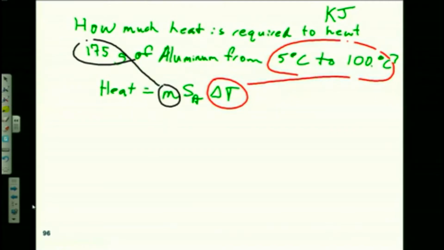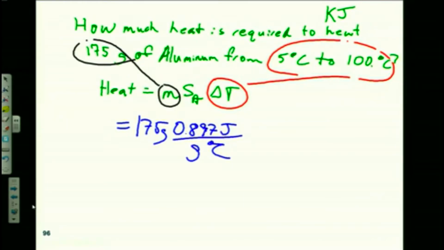Okay, wait. I'm just curious to write the numbers in. I'm not changing it yet. Deep breath. 175 grams. Specific heat was what? 0.897 joules per gram degrees C.